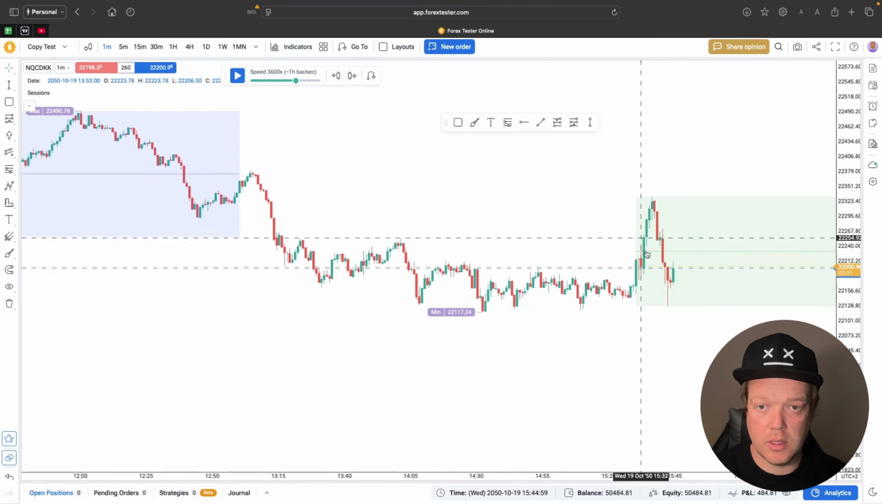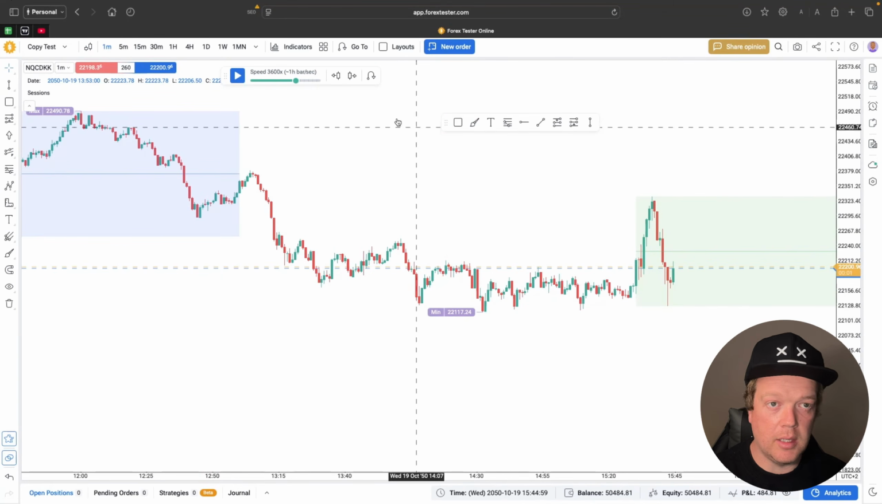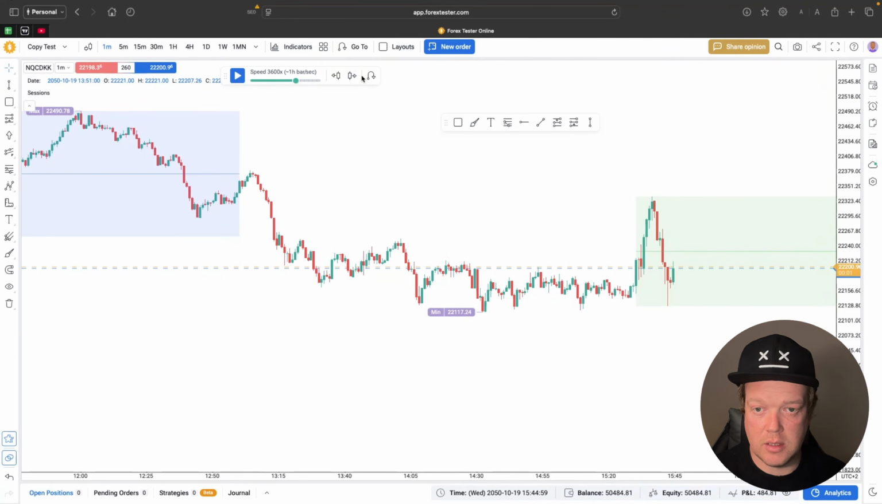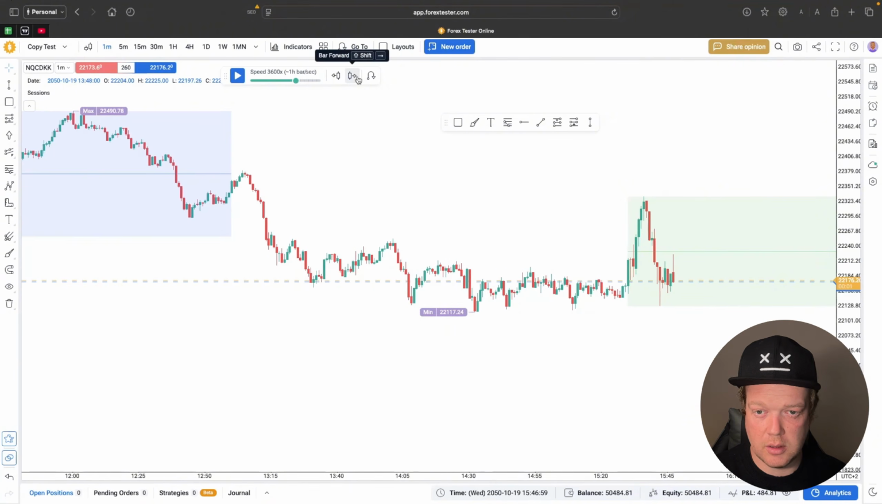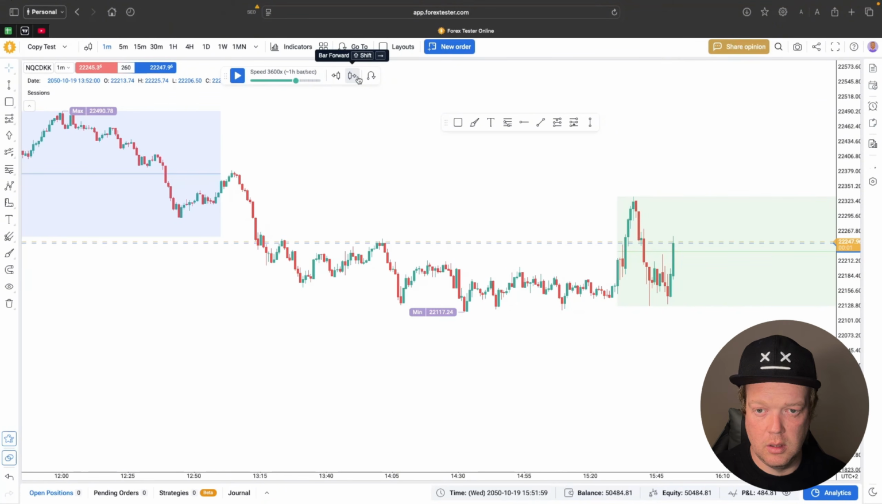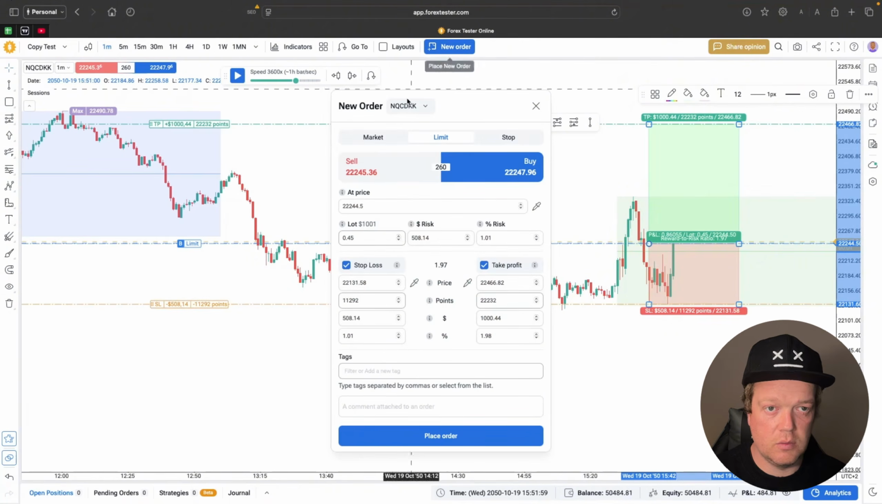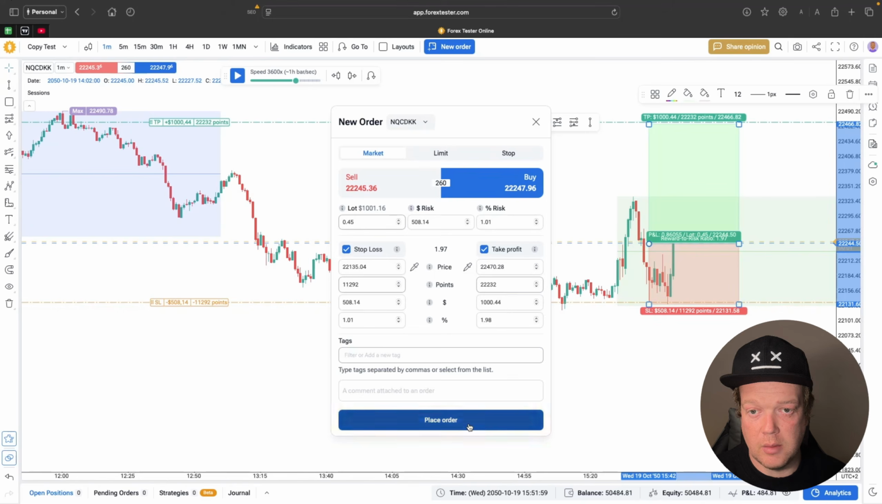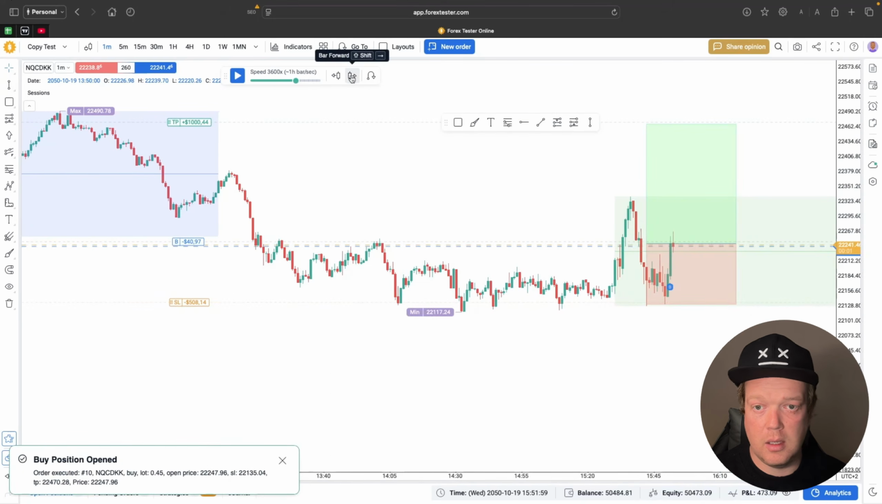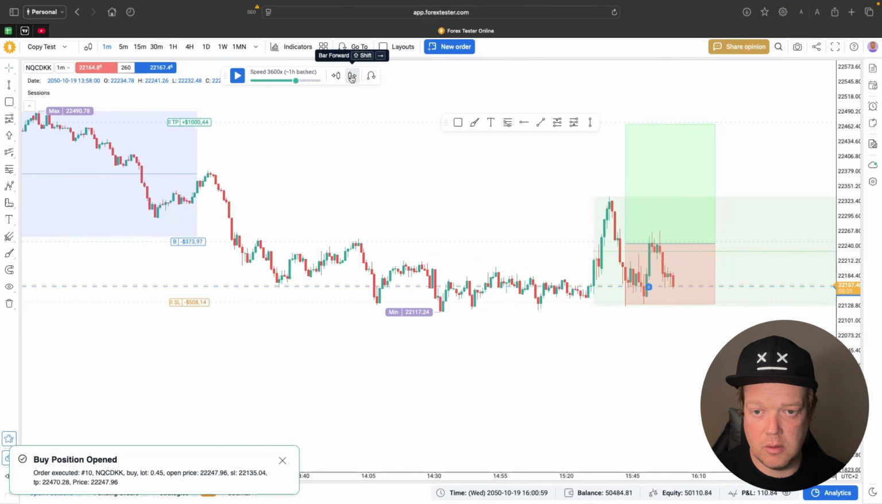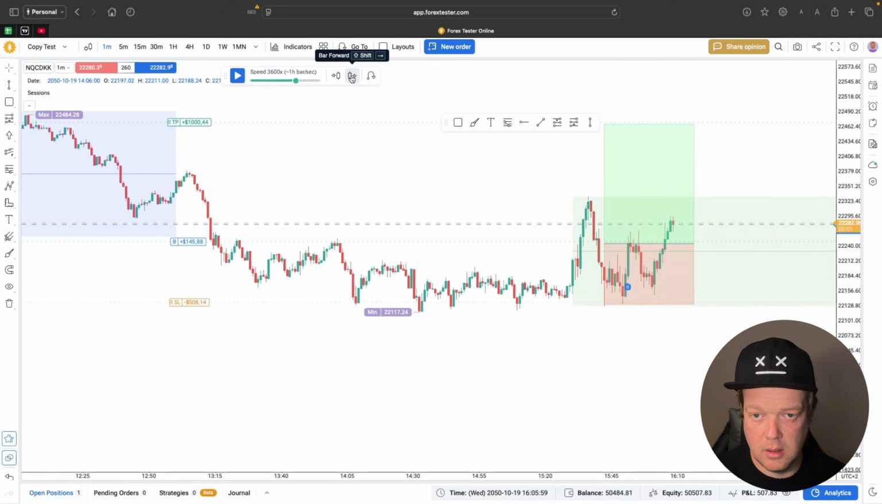Let's go to the 1 minute. Now we are going to wait for some sort of break of structure. There we go. So we can enter our trade right over there. Put your stops right over there, and you can target a fixed 1 to 2 risk to reward trade. You can place your order, and let's have a look, see what price does.